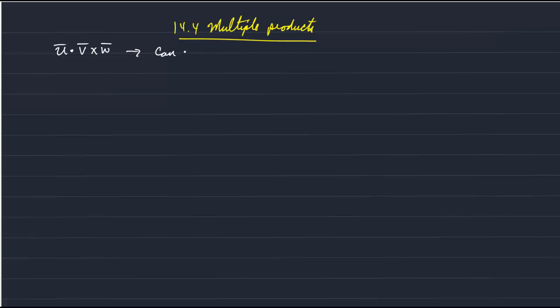Now the last topic I'd like to go over is what to do with multiple products. In the first example, let's consider u dotted with v and then crossed with w. So the question we have to address is, what do we do first? Can we do u dotted with v and then cross it with w? And the answer is no.